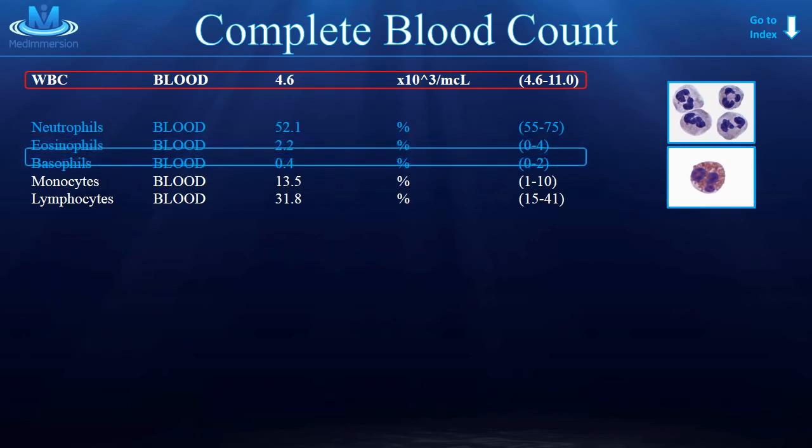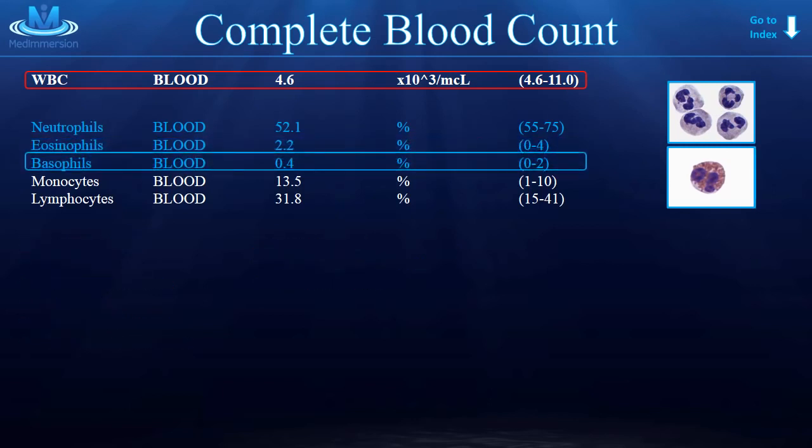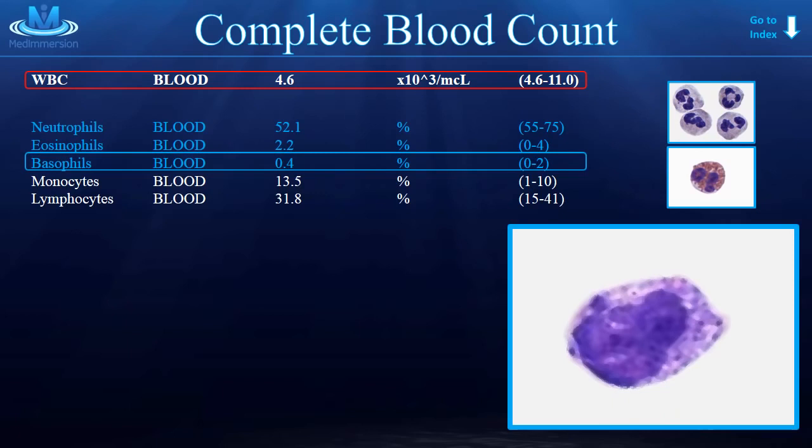Now on to the last one of the polymorphonuclear cells, or the granulocytes, and those are the basophils. Basophils are named basophils because of the way they take up basic dyes, in this case giving the cell a very blue color. If you see a basophil under the microscope, it is going to look a lot like a mast cell, but the function is going to be a little bit different.